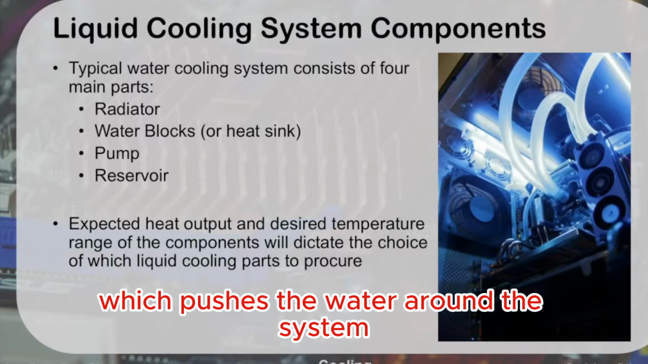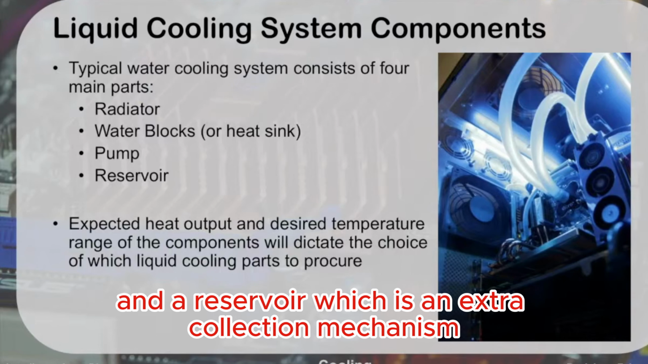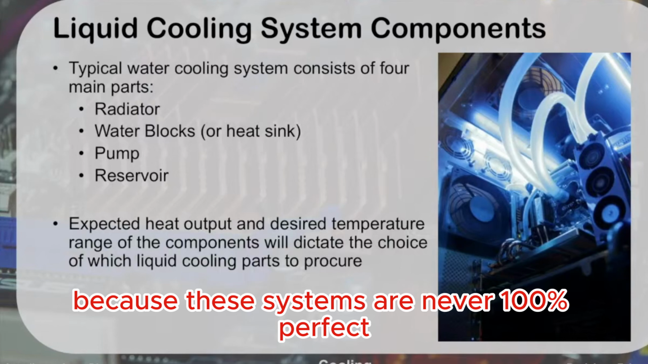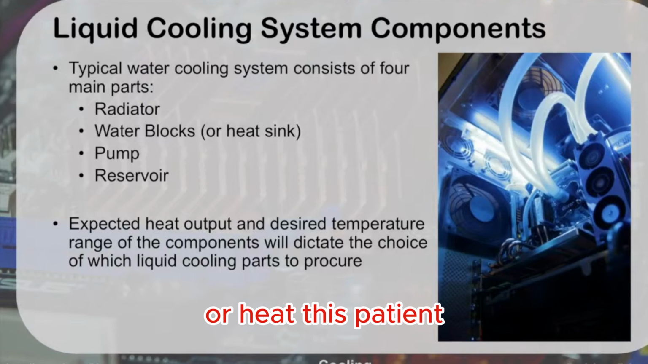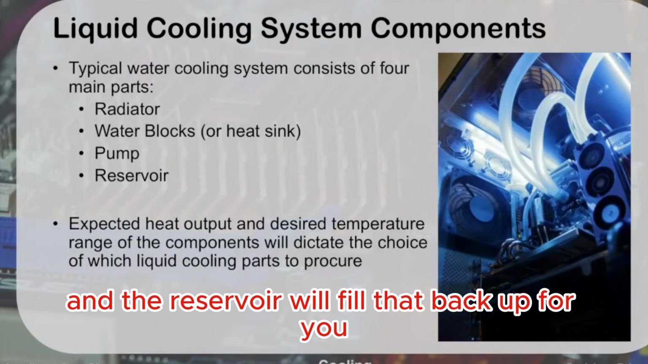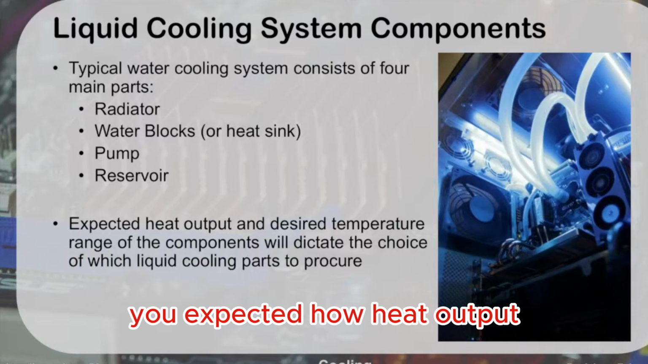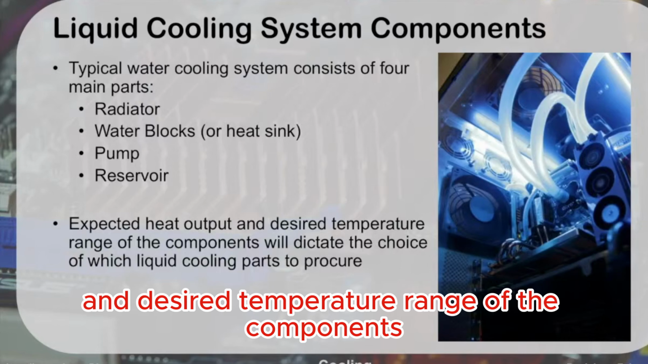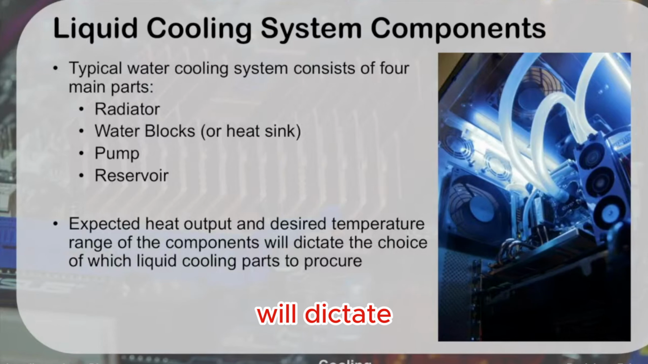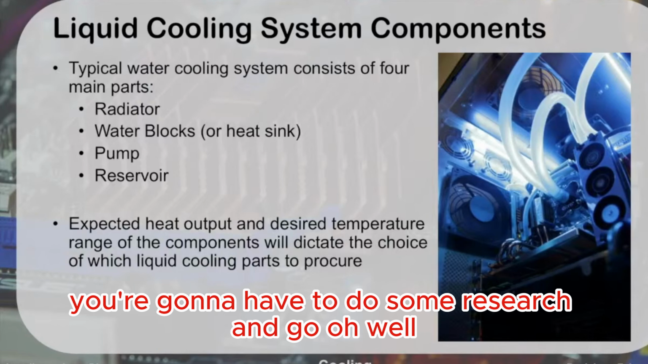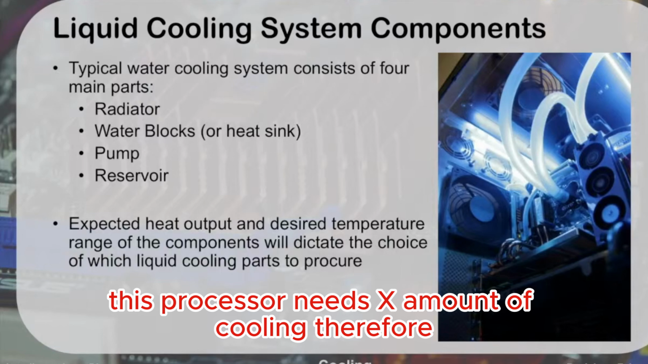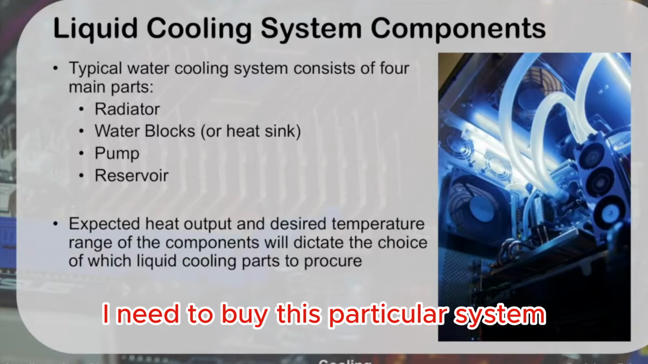You have the pump, which pushes the water around the system, and a reservoir, which is an extra collection mechanism for additional water, because these systems are never 100% perfect, and you might lose some water through evaporation or heat dissipation, and the reservoir will fill that back up for you. Your expected heat output and desired temperature range of the components will dictate what kind of cooling parts you're going to buy. So as you pick out your system, you're going to have to do some research and go, well, this processor needs X amount of cooling, therefore I need to buy this particular system.